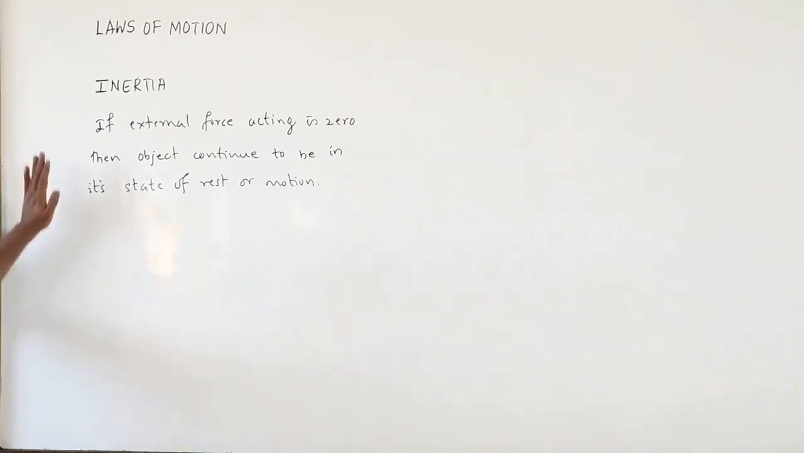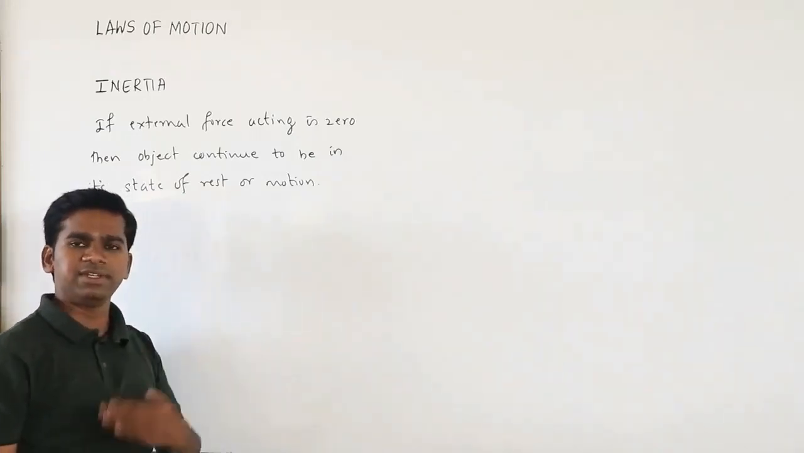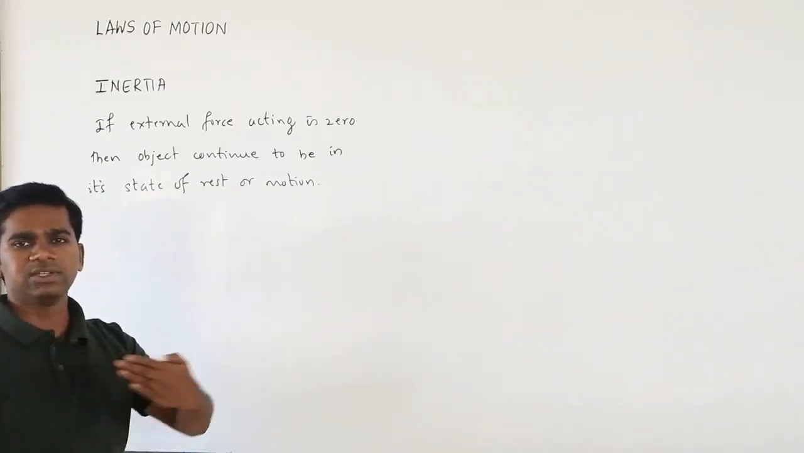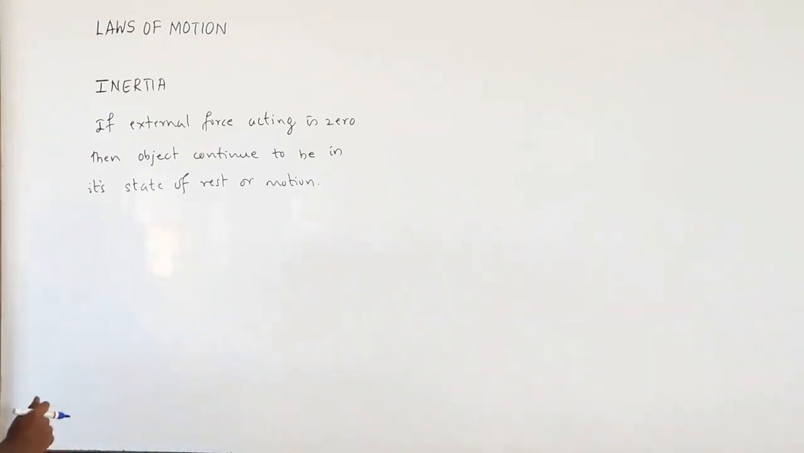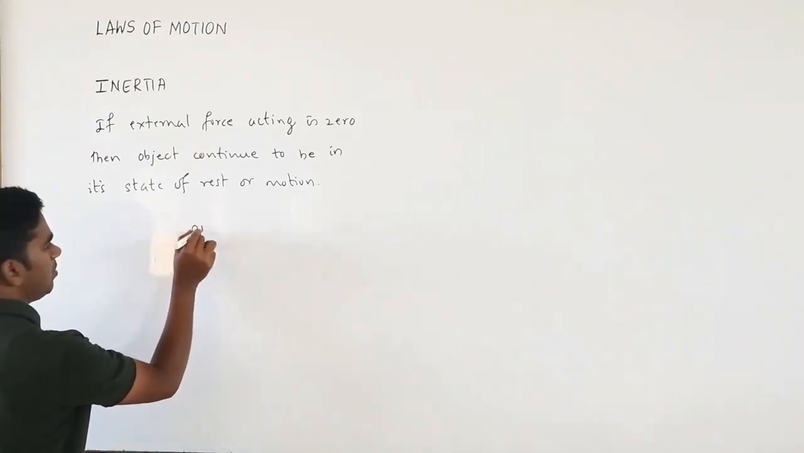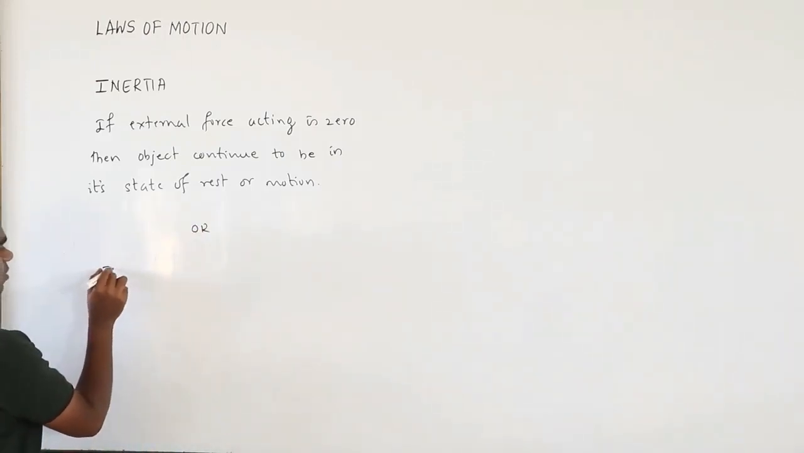If external force acting on an object is 0, then the object continues to be in its state of rest or motion. If it is in the state of rest, it continues to be in the state of rest. If it is moving, then it continues in uniform motion, but no acceleration. That we have to remember. Okay. Or if you want to make it simple, you can simply write it's the inability of an object.